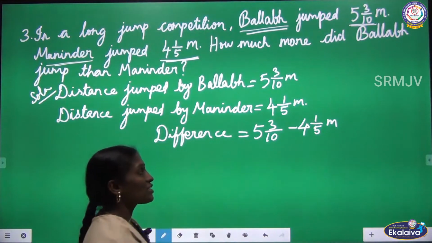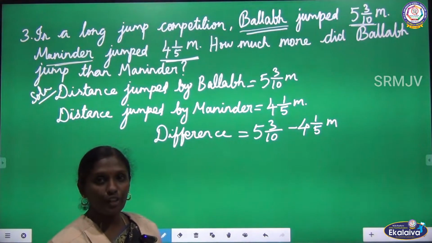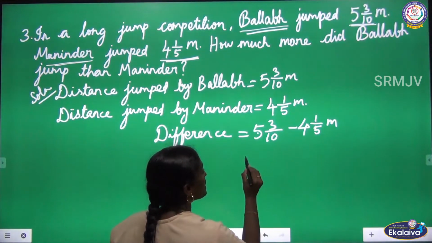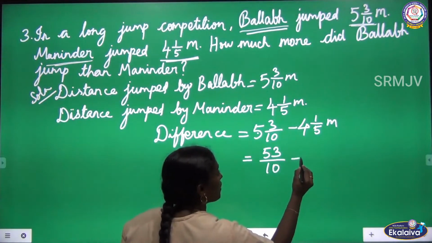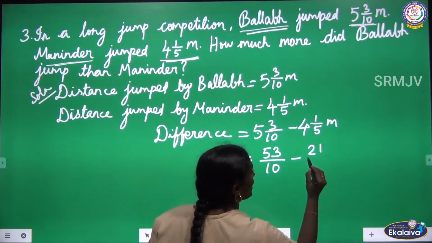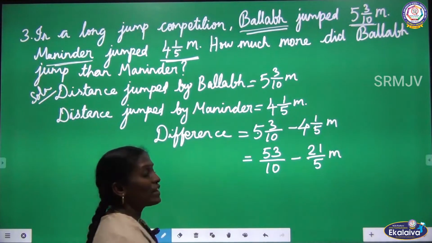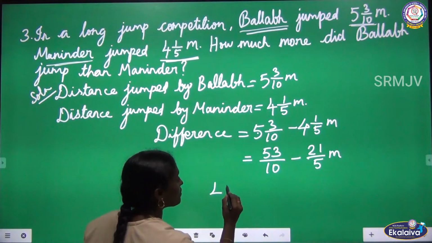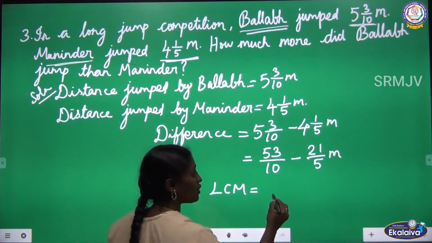Here see the fractions. These two fractions are mixed fractions. First we have to convert them into improper fractions. So 5 tens are 50, 50 plus 3, 53. 53 by 10 minus 5 twos are 10... 5 fours are 20, 20 plus 1, 21, 21 by 5 meter. These two fractions are unlike fractions. So by finding the LCM of the denominator numbers, we have to convert the unlike fractions to like fractions.